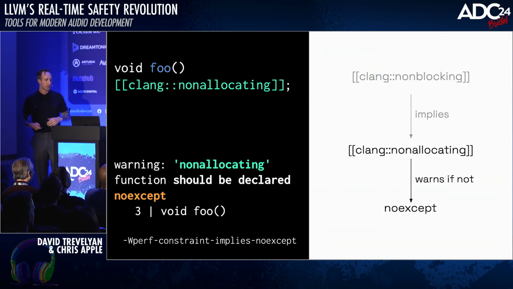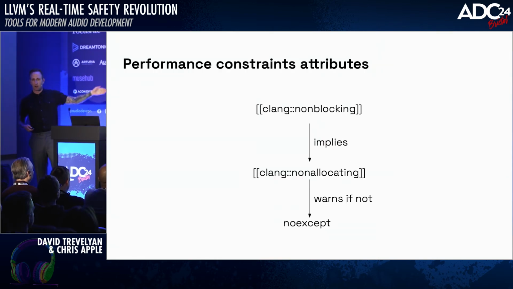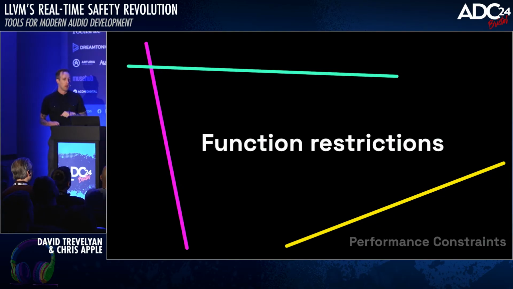So these are very logical. So keep this in mind, this hierarchy here. Non-blocking implies non-allocating, and both will warn you if the function is also not marked noexcept. Non-blocking is the king of this hierarchy. We recommend you put this on your top layer audio callbacks to get the benefits of both performance constraints attributes as well as RTSan.